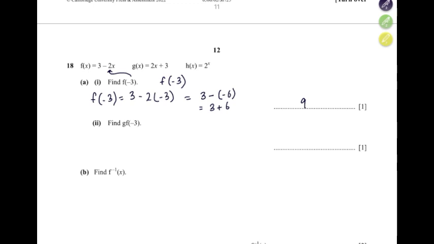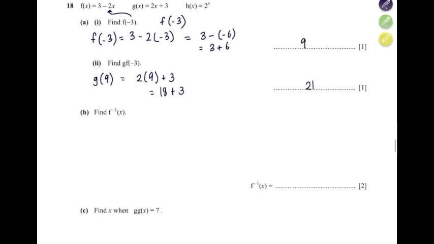g of f of minus 3. First step, find f of minus 3. We already know that's 9. So that means we're supposed to find g of 9. Simple. 2 into 9 plus 3, 18 plus 3 is going to be 21.